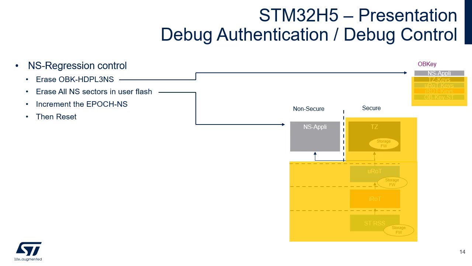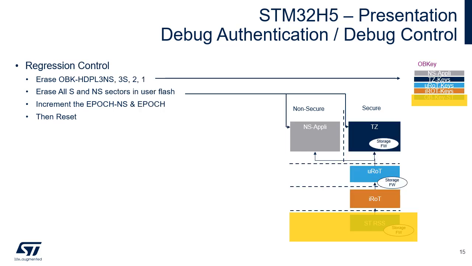Reopening debug with NS regression automatically causes the erasure of the NS sectors in user flash and the erasure of option byte keys related to NS application. Epoch NS is incremented. This is a countermeasure against rollback. Then reset is applied.